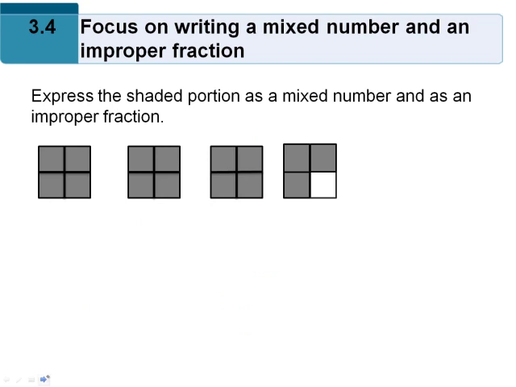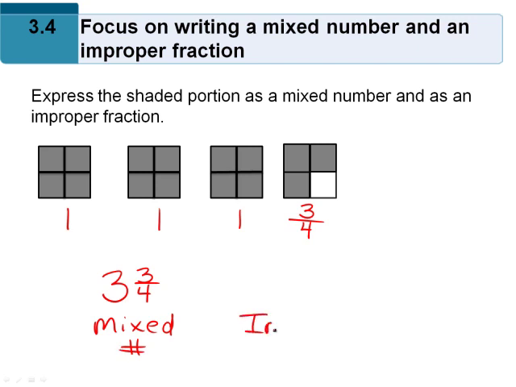Alright, so it says express the shaded portion as a mixed number and as an improper fraction. Okay, so for the first 3 squares here, we've got 1 whole square, 1 whole square, 1 whole square. Okay, and on the last square, all the squares are cut into 4 pieces. And on the last square, 3 of those are shaded. So we have 3/4.